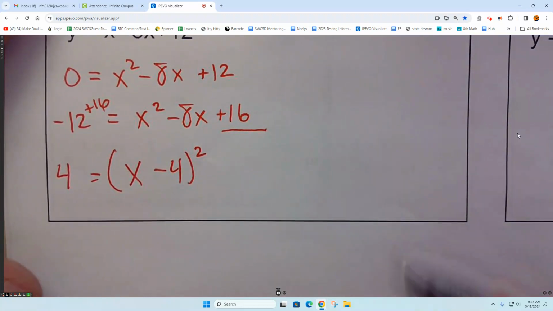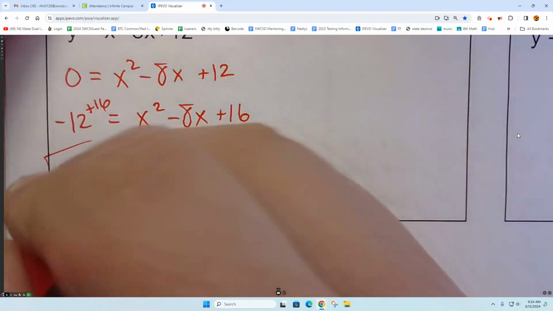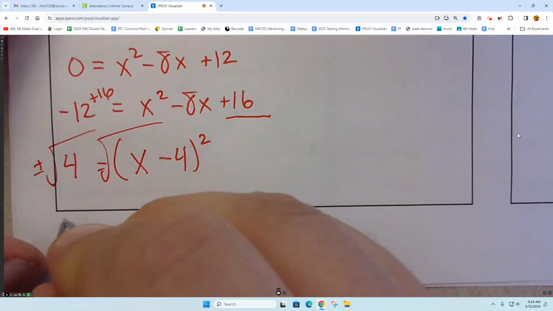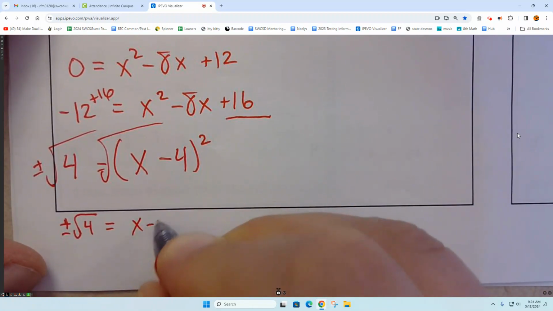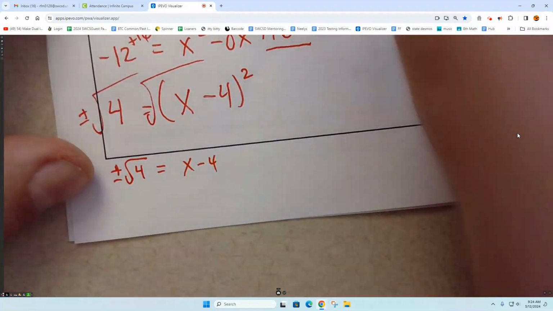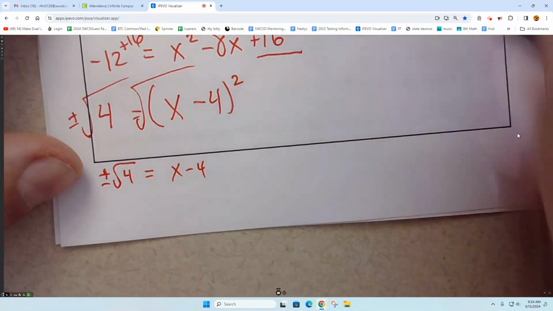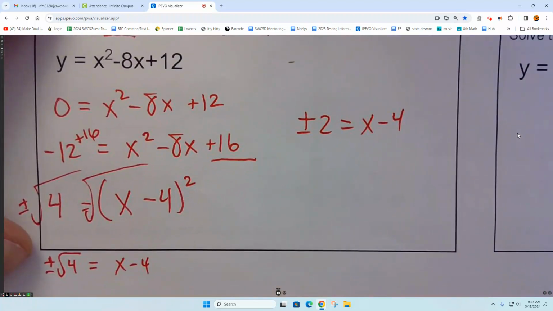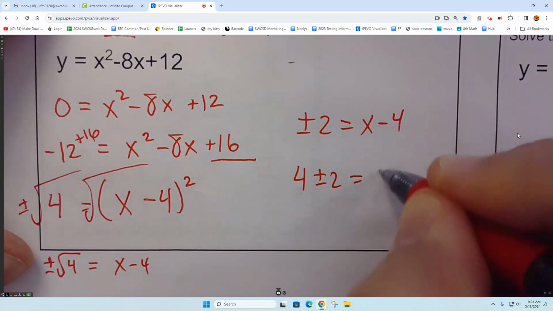Now I can square root both sides. I got to put plus or minus. So I get plus or minus square root of 4 equals x minus 4. Square root of 4 is 2. So we get plus or minus 2 equals x minus 4. Add 4 to both sides. 4 plus or minus 2 equals x.